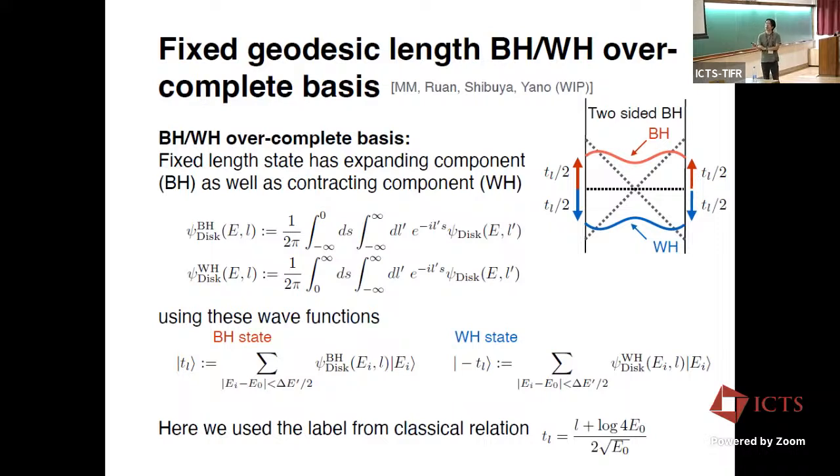So as I said, we decompose the fixed length state into the black hole state, the contracting state and the expanding state, which are defined by these expressions. Sorry? Yes? The right-hand side of those two equations doesn't have L anywhere. Oh, sorry, this is, yeah, this part should be, let's see. So I think I missed something here.